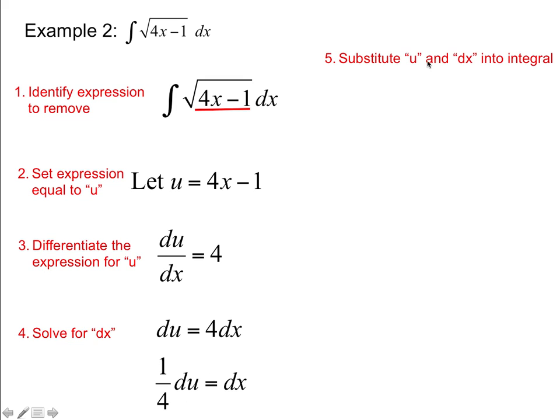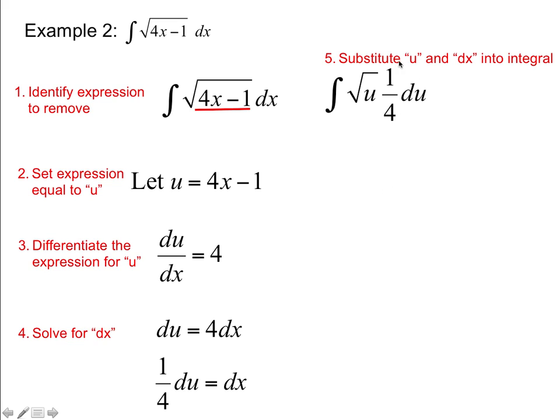Step 5, substitute the u and the dx back into the integral. So we come back here, we're going to keep the integration sign, we're going to keep the radical because we didn't remove it. We're going to take this stuff out and call it u. And then the dx we're going to remove, and we're going to replace it with 1/4 du.